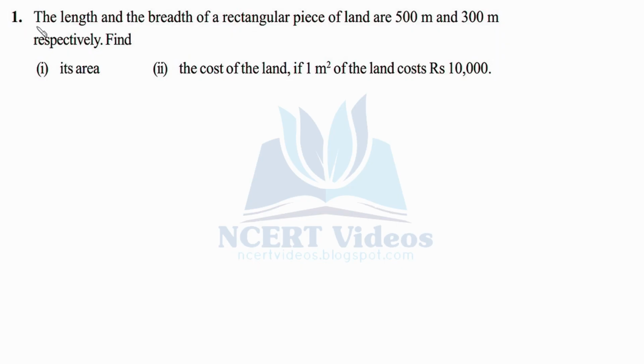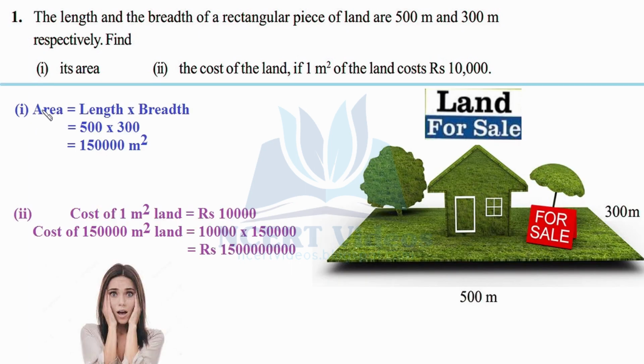First question. The length and the breadth of a rectangular piece of land are 500 meter and 300 meter respectively. Find its area. Second, the cost of the land if 1 meter square of the land costs rupees 10,000. Recall from the previous standard that area of any rectangular field is equal to length into breadth.